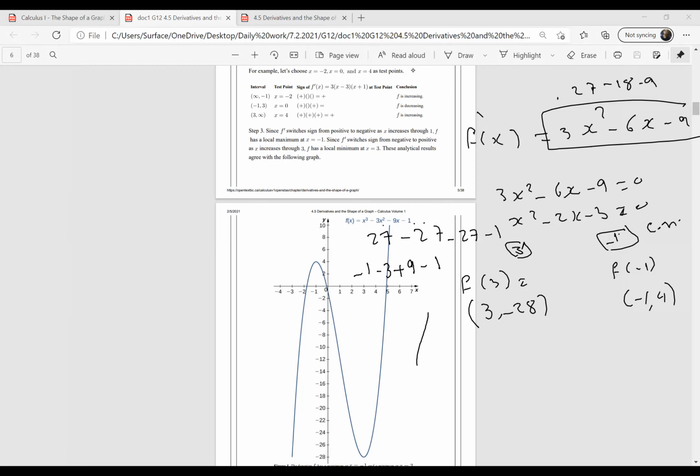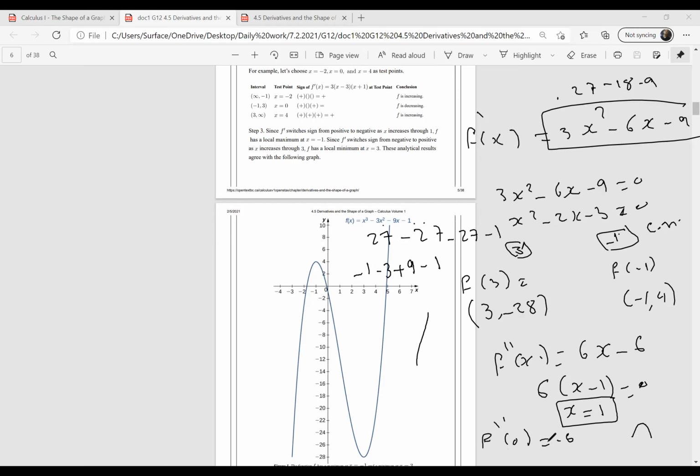Okay guys. Now f double dash of x will be 6x minus 6, so 6 common, x minus 1 equal 0, so x equals 1. This is supposed to be an inflection point. We say f double dash of 0, before it, comes out negative 6, so concave down. And then f double dash of 2 is 6 times 2 minus 6 equal 6, so concave up.